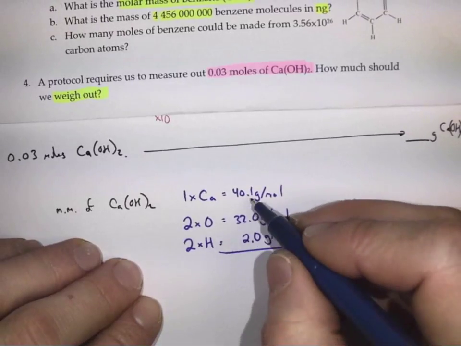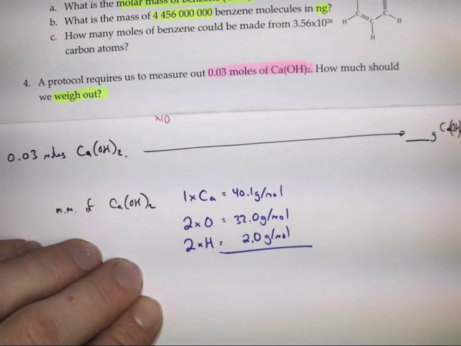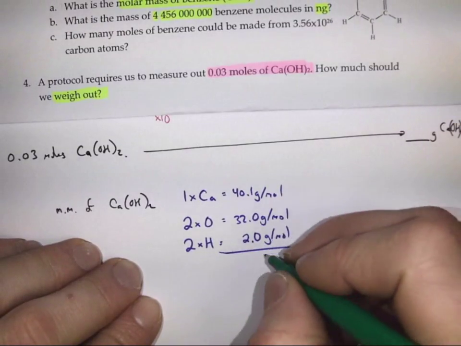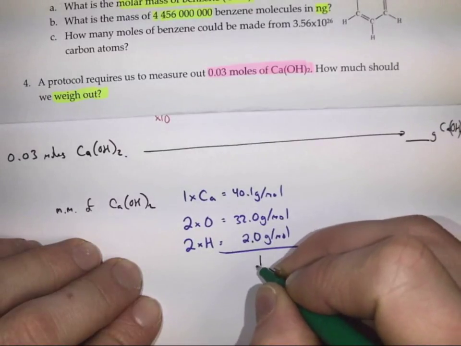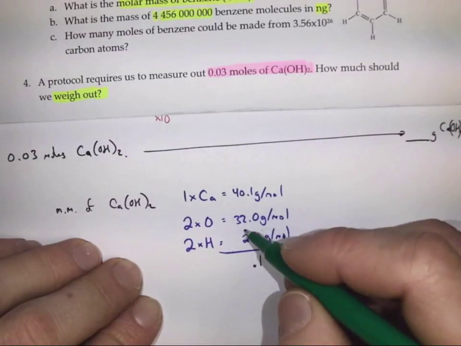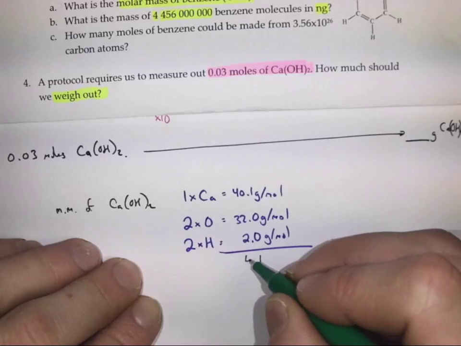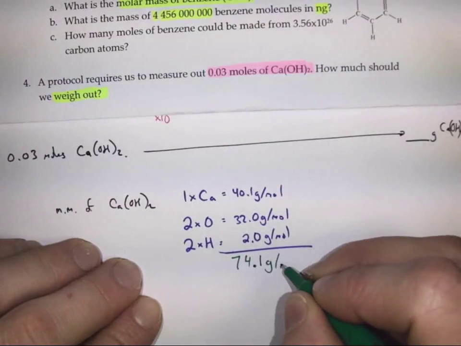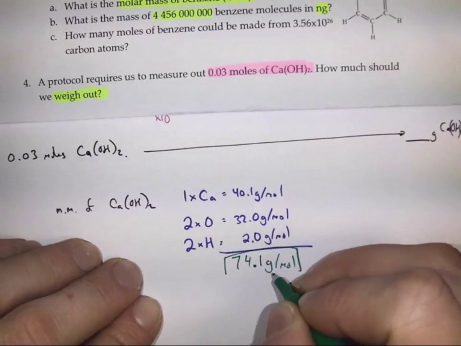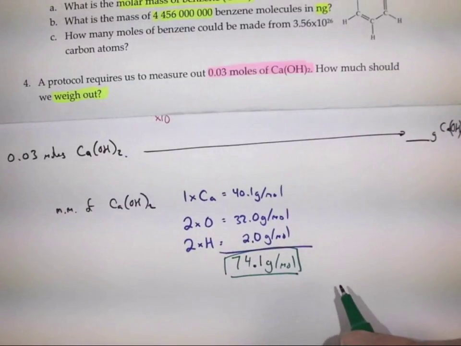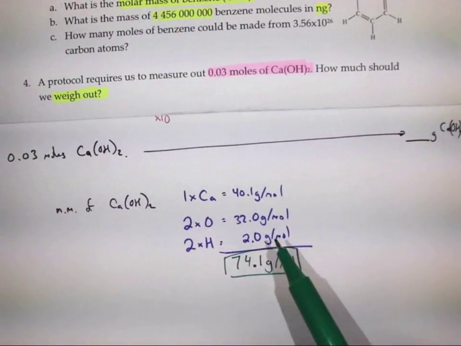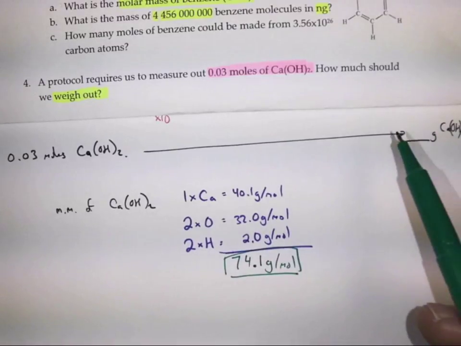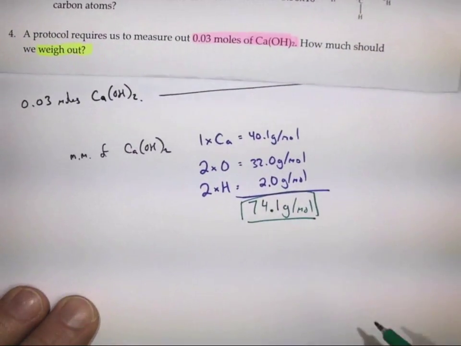All right, so it looks like each of these is going to give us a measure down to the tenths, so the tenths are going to be significant. I'll add here 0 plus 2 plus 2 is 4. All right, that's going to give us 74.1 grams per mole. And remember, we found the molar mass, so we could convert moles into a mass in grams.